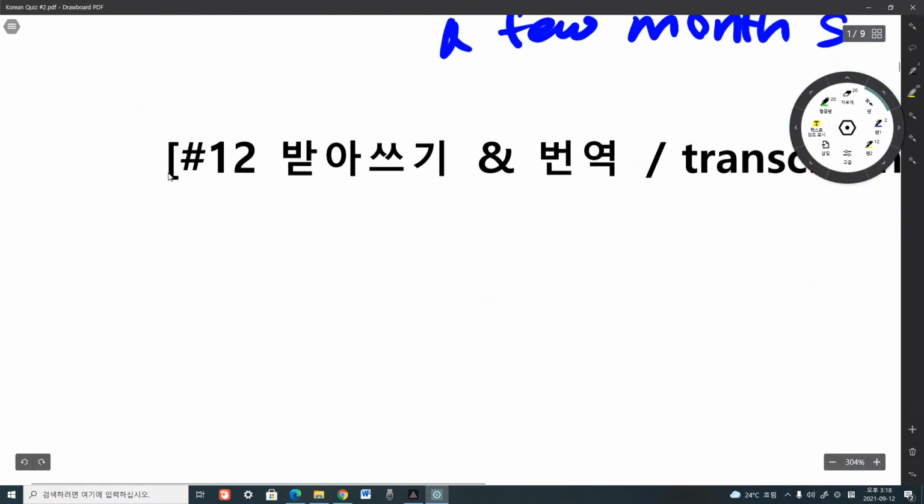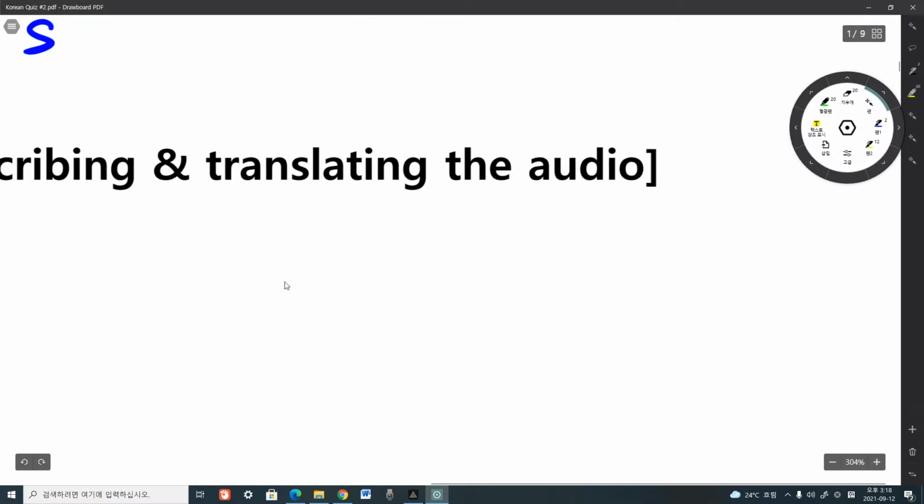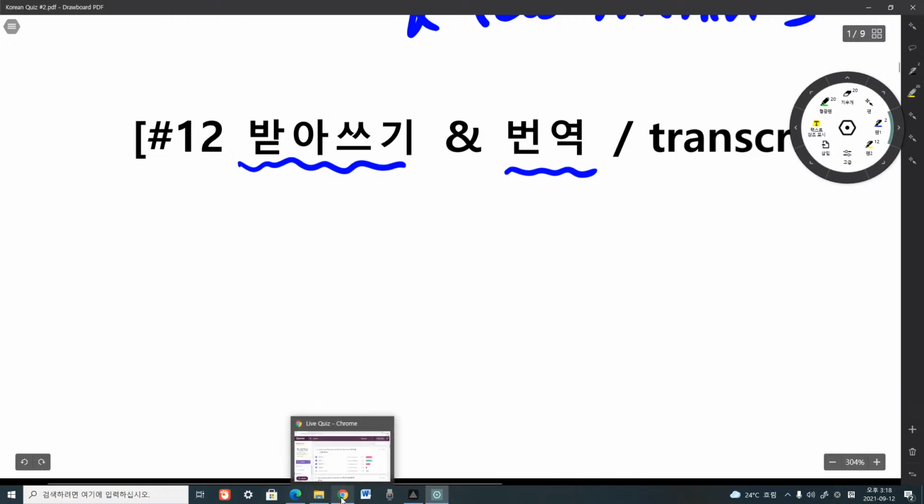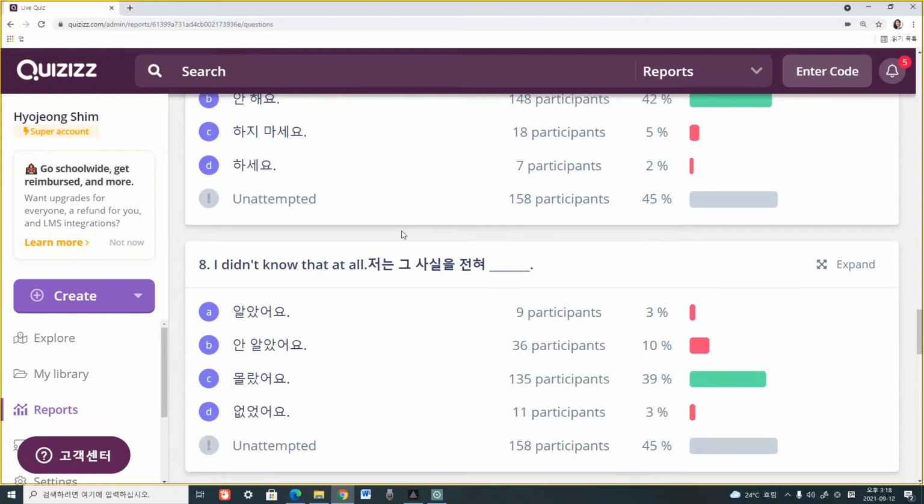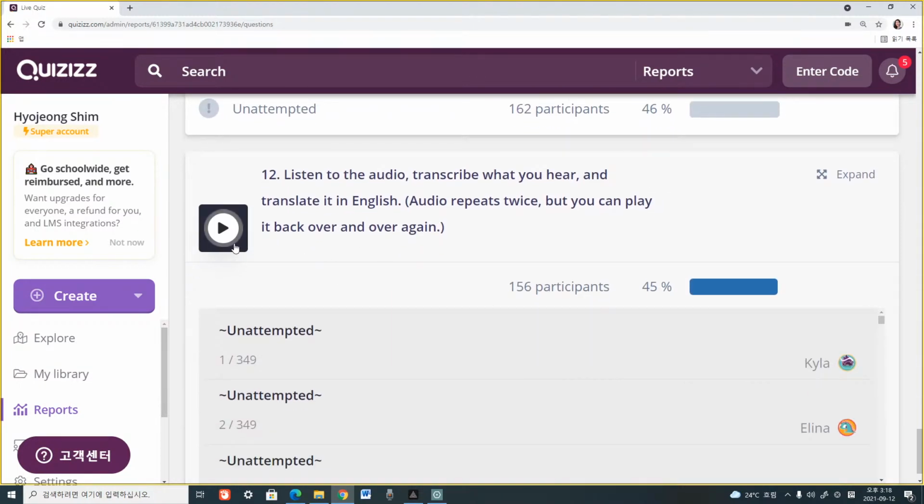So if you have tried the quiz, guys, number 12 was a transcribing and translation quiz, right? So 받아쓰기, guys. 받아쓰기 means to transcribe. Transcribe what you hear. 받아쓰고 번역하세요. 번역 means translation. So I know that a lot of you have already taken this quiz, but let's try listening again. And if you haven't taken the quiz, you can try transcribing here in the chat section. Okay, so let's play number 12.